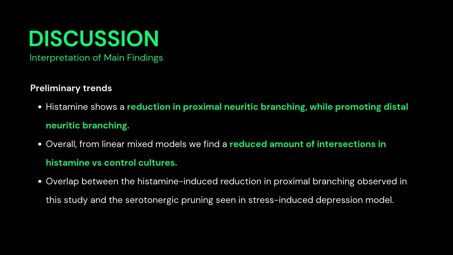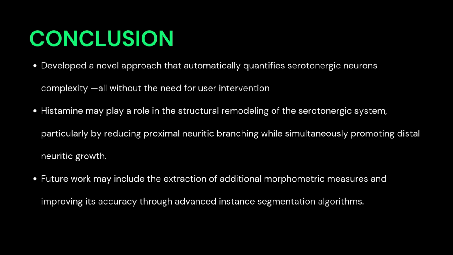Despite having limited samples, I want to highlight the key findings we identified. First, we see a reduction of proximal neuritic branching while promotion of distal neuritic branching in histamine-treated neurons versus the controls. We also, from a statistical analysis, show that a reduced number of intersections is found in histamine versus the control cultures, which can be linked to findings in the literature, particularly in stress-induced depression models.